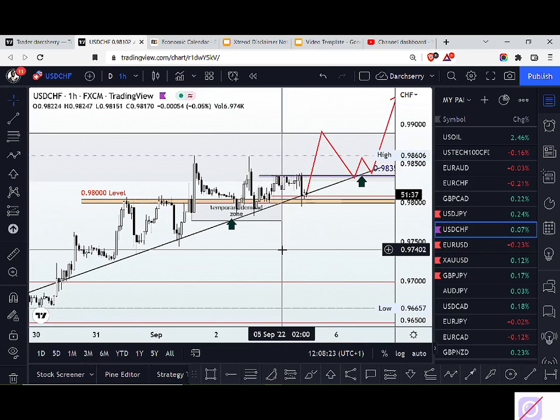Let's see how price action plays out in the next 24 hours, and we will be coming back here to revisit this pair and see how well we are doing. So this is when I will be calling it a day, and I look forward to seeing you tomorrow.